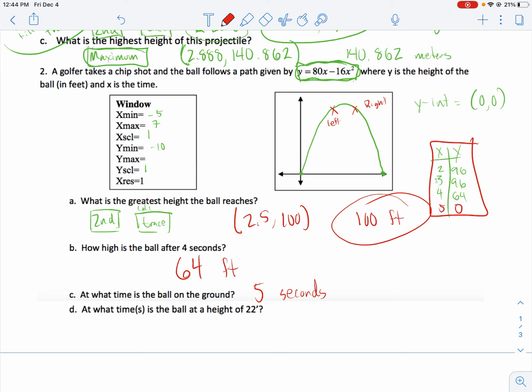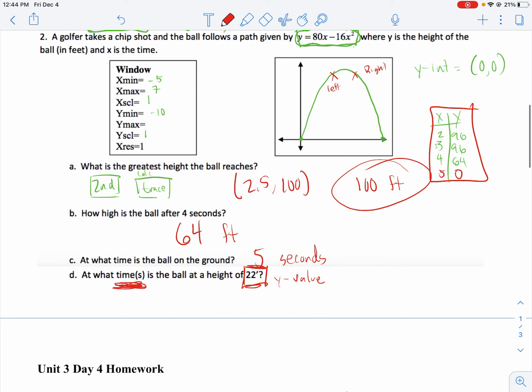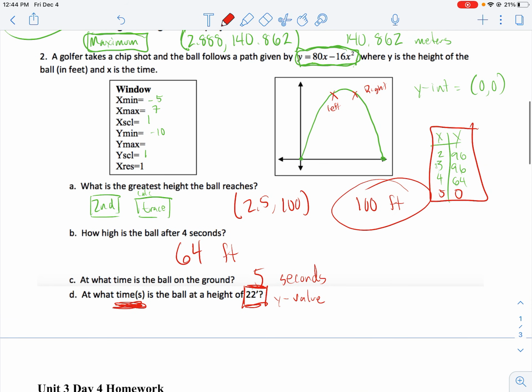And lastly, okay, at what time is the ball at a height of 22 feet? Okay, so this right here, it's just a fancy way of saying when y, or when our height is 22, what is our x value? Okay, so being it's a quadratic, there's 2 answers for that. So what we're going to have to do is set this equation equal to 22, right? Because at some point there's some x value where our height is 22 feet. More importantly, 2 x values, right?